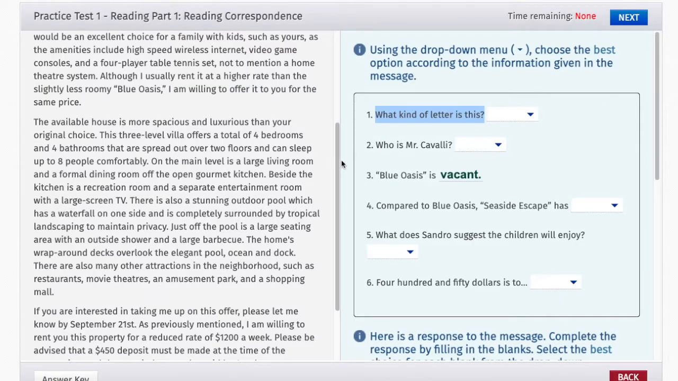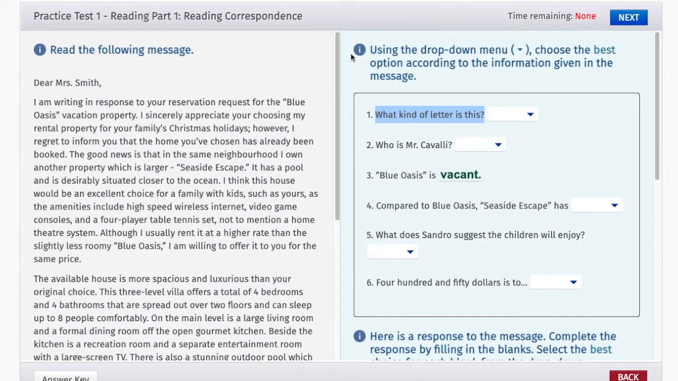Looking at our sample, and we're focusing in on the questions.